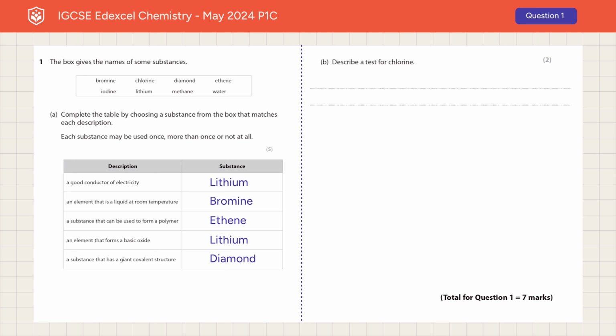For part B, the question is to describe a test for chlorine. The standard chemical test is to use damp blue litmus paper. The positive result is that the paper is bleached white because chlorine reacts with water to form acids that remove the color from the dye. This type of question is very commonly asked in IGCSE Edexcel Chemistry, so it's worth the time to memorize your chemical tests.